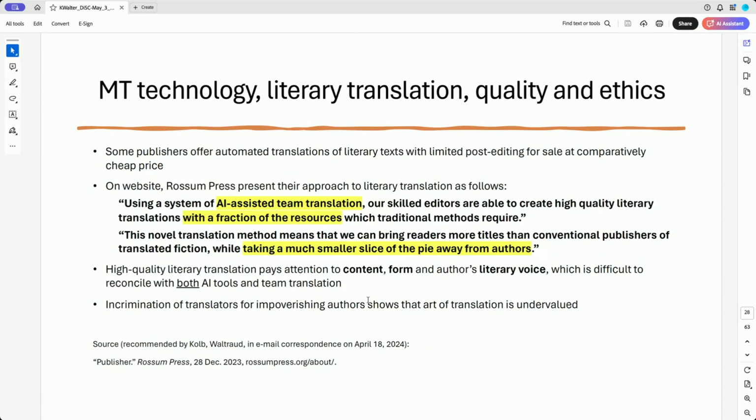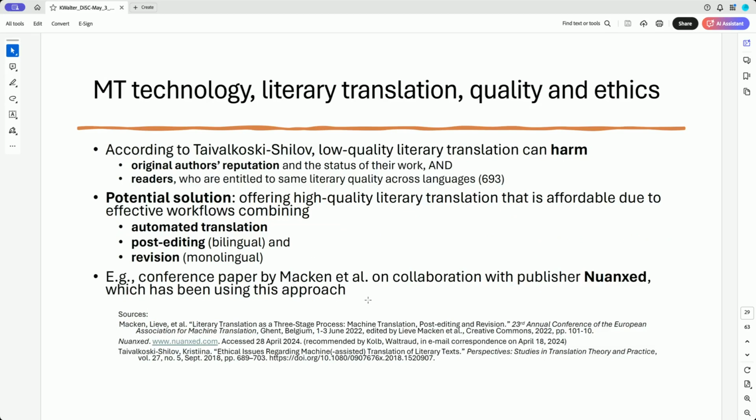While I don't object to the use of automatic translation in a context of literary translation, I do think that high quality literary translation has to pay close attention to so many things, including content, form, an author's literary voice, but also the receiving situation, the cultural situation in which a translation will be received. And I think that these things are difficult to reconcile with both AI tools and team translation, let alone a combination of the two. And I also want to point out the incrimination of translators for impoverishing authors, which in my opinion shows that the art of translation is acutely undervalued in this statement.